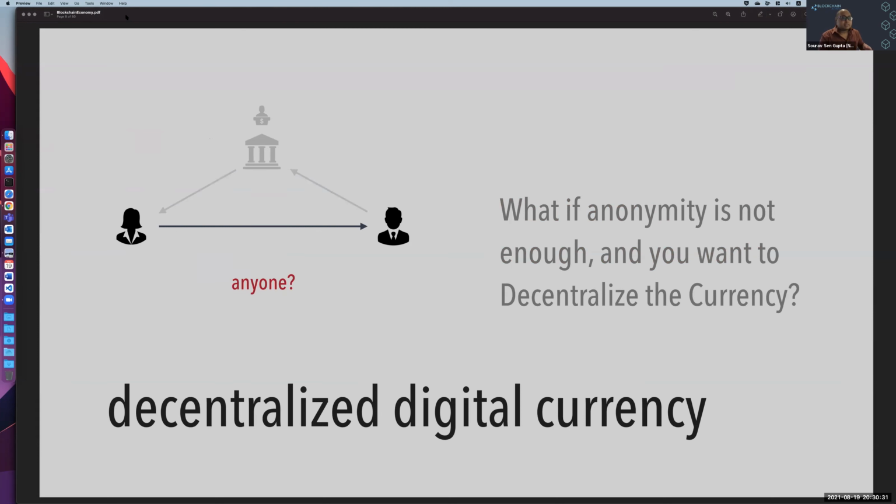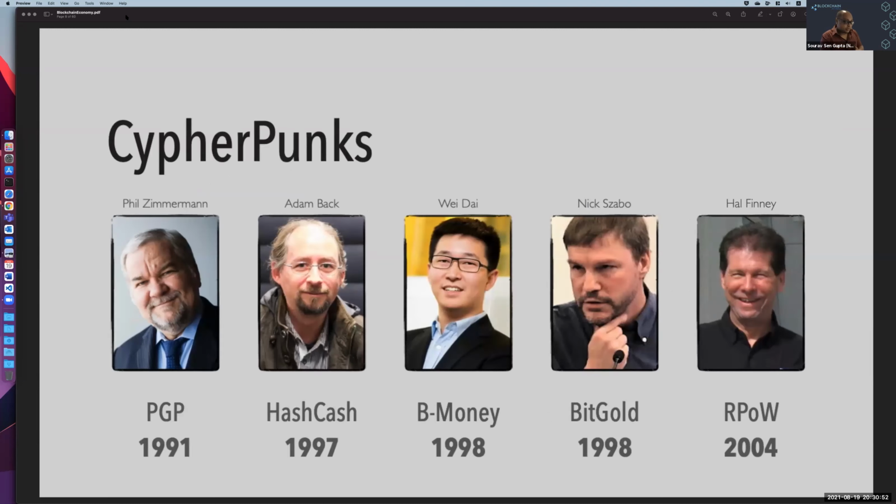So what if anonymity is not enough? And in fact, it's not even the primary requirement. It's decentralization that's our primary requirement. So I don't need the bank in between. And I just want to have one-to-one transactions without involving the bank at all. Does that make sense? So that's our motivation. Again, just to put in context, that's our motivation.